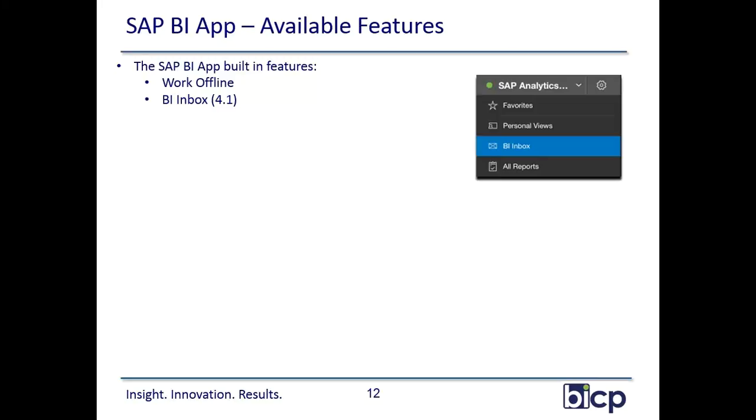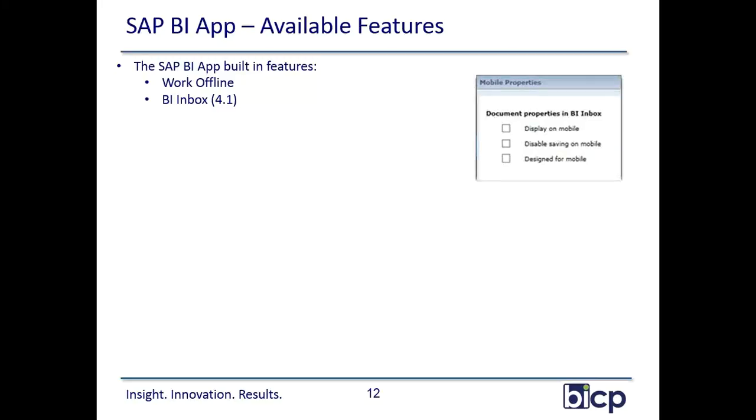So same workflow to actually make the report available on the iPad, which would be you would publish it to the mobile category. But if you want to utilize the BI inbox, there are some additional steps you need to take to ensure that the mobile category is stable when you send it from one BI inbox to another. And my next little screenshot that I have on here is the mobile properties screenshot.